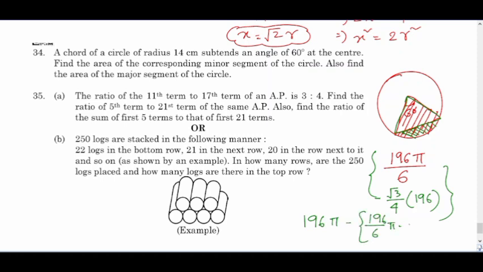Now if we subtract, 196 pi minus 196 pi by 6 minus this will be your area of the major segment. Okay fine, very simple. Let's go to the next question.